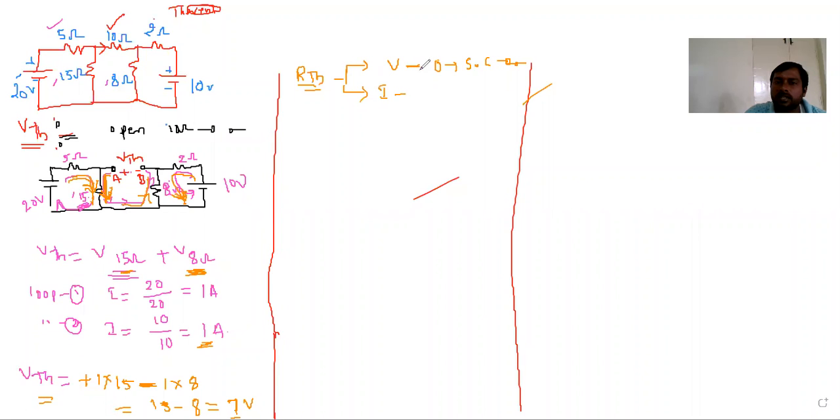Whenever current sources are there, the current source will be... sorry, the current source internal impedance is infinity, so it will act as an open circuit, which is represented like this. Now in this given problem, only the 20 volt and 15 volt voltage sources are there, so those voltage sources should be replaced with short circuits.